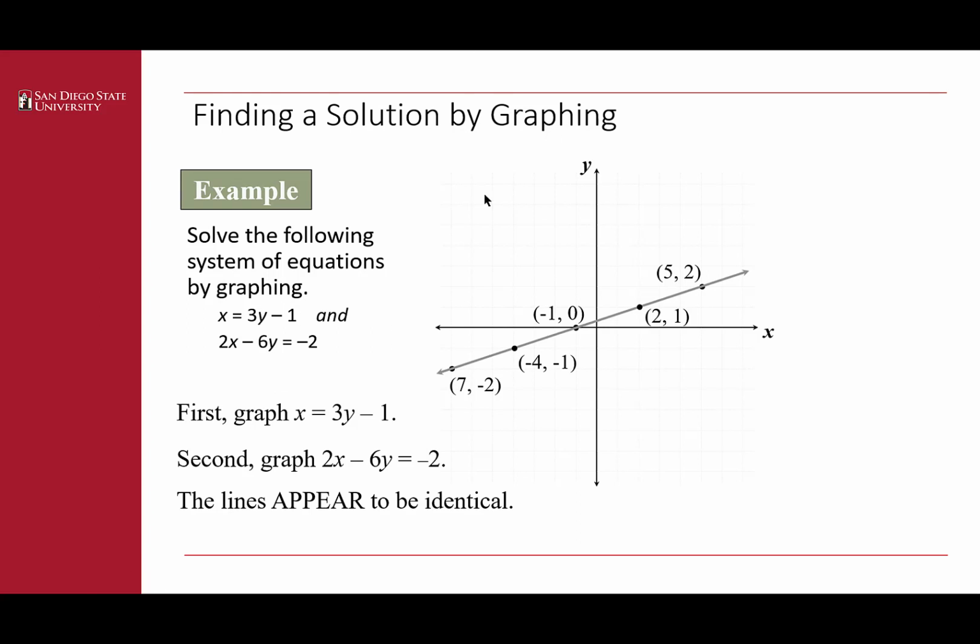In this example, we will be visiting another special case. Say, solve the following system of equations by graphing. Equations are x equals 3y minus 1 and 2x minus 6y equals minus 2. What we should do here is the same for the first step. We should plot these equations on a graph. And what we will get here exactly will be the graph you see on this page.